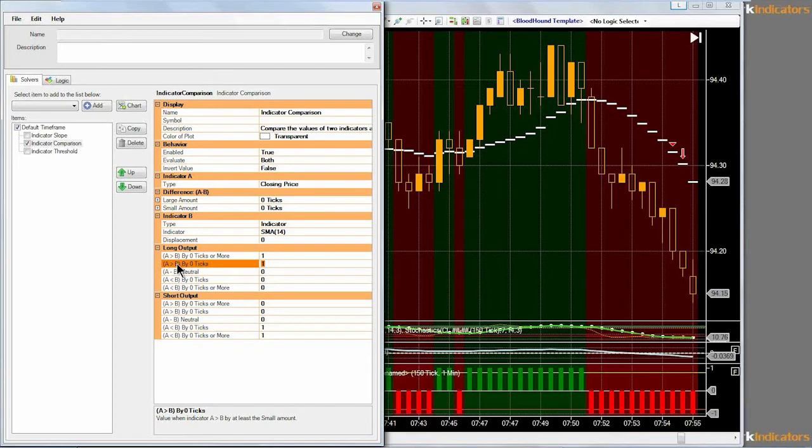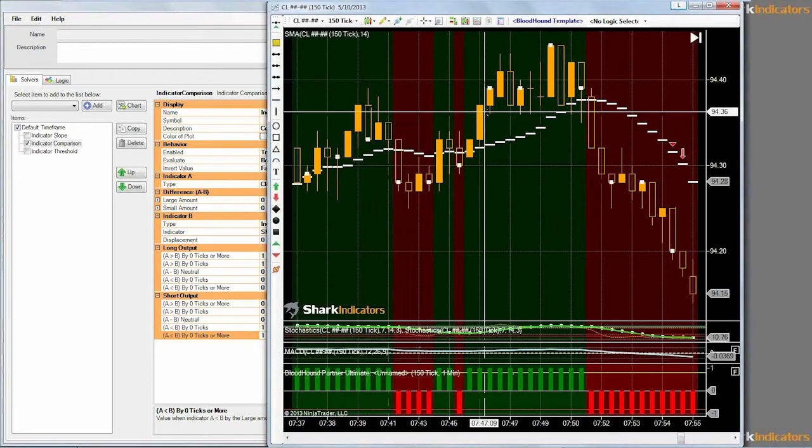So that's just when A is greater than B by 0 ticks. And then when the closing price is greater than the SMA by 0 ticks or more, once again, we want 100% output. And the opposite is true for the short side. So when the closing price is less than the SMA by 0 ticks, we want to know that as well.